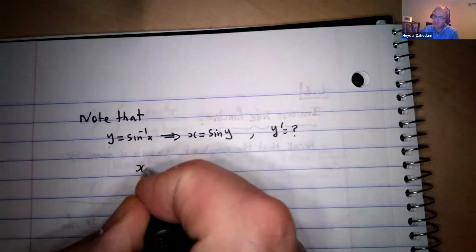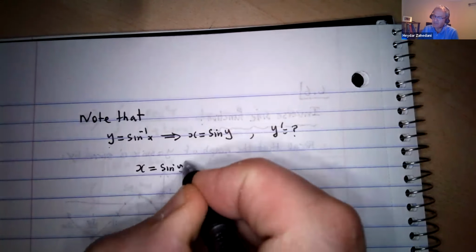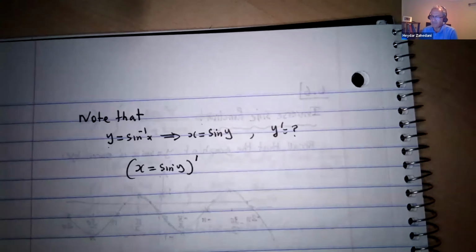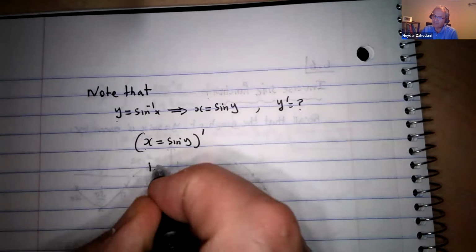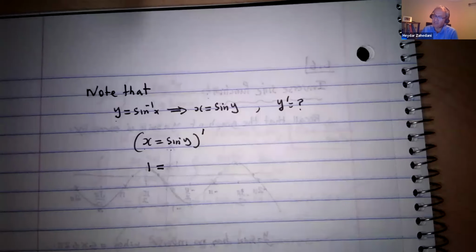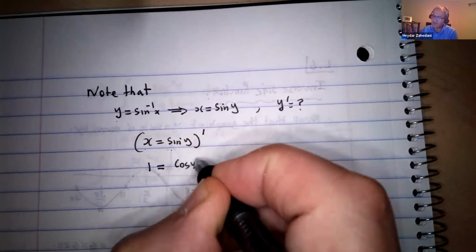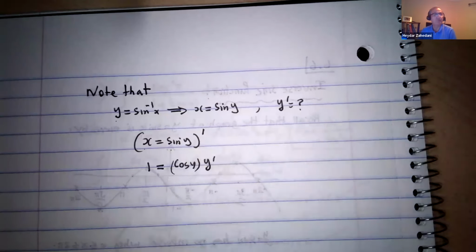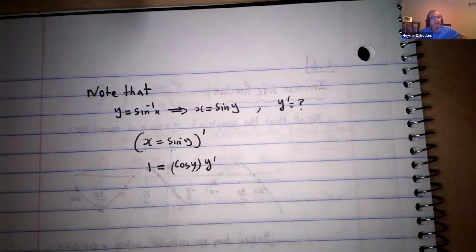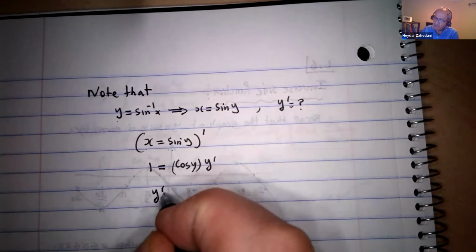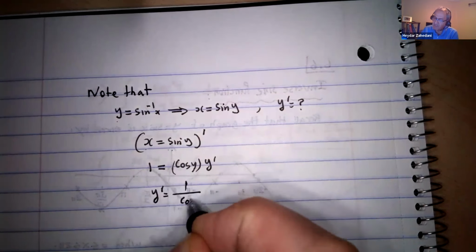You have x equal to sine y. Differentiate with respect to x. The derivative of x is 1. You have sine y, the derivative of sine is cosine, so cosine of y, but you have to multiply by y prime. Chain rule. It's a composition chain rule or implicit differentiation, whatever you like. So we find y prime is 1 over cosine of y.